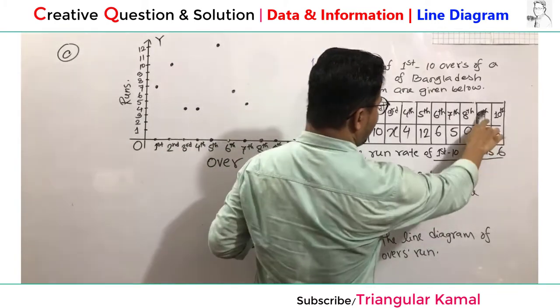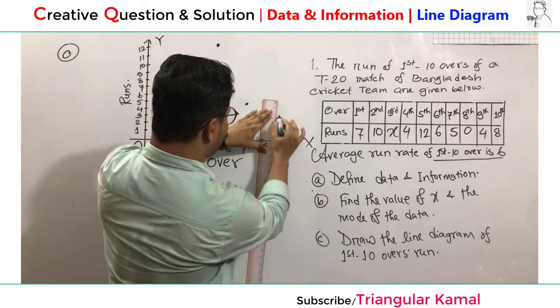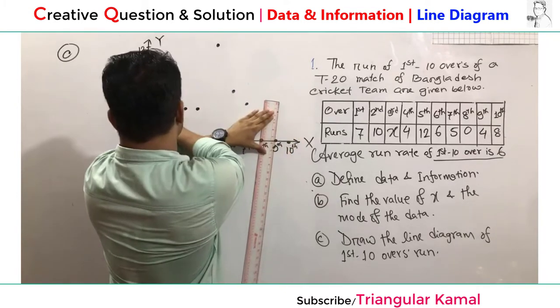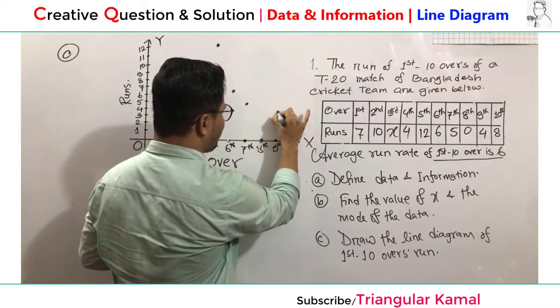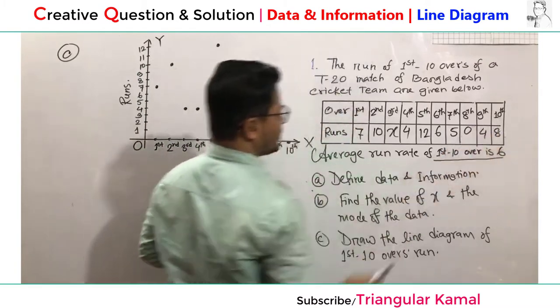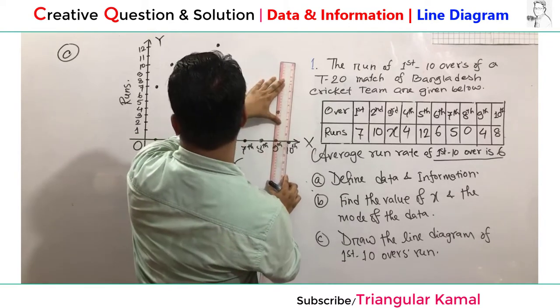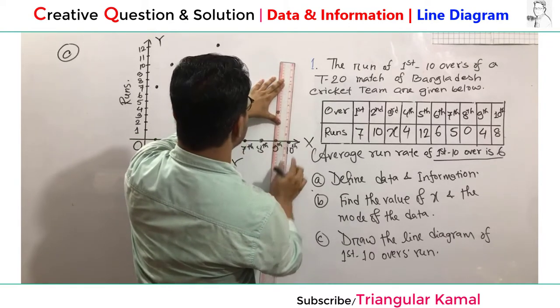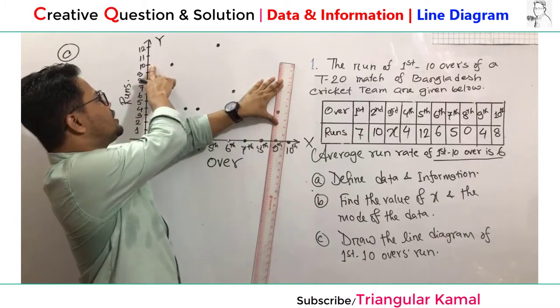Again the ninth over run is 4. So the ninth over is again up to 4. Just consider here up to 4. Then the tenth over run is 8. Finally the tenth over run will be up to 8, the same as the second over run. This is the tenth here, give attention.